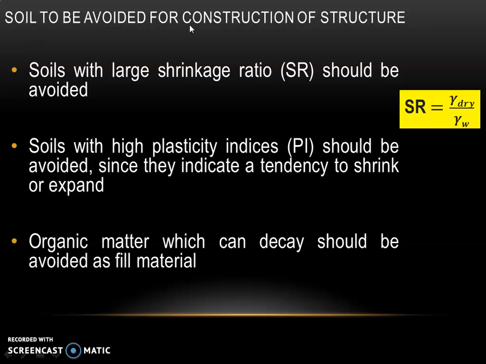Soil to be avoided for construction of structure are the soils with large shrinkage ratio. Shrinkage ratio is the ratio of dry unit weight to unit weight of water. Soil should not have high SR in order to avoid volume changes of the soil.